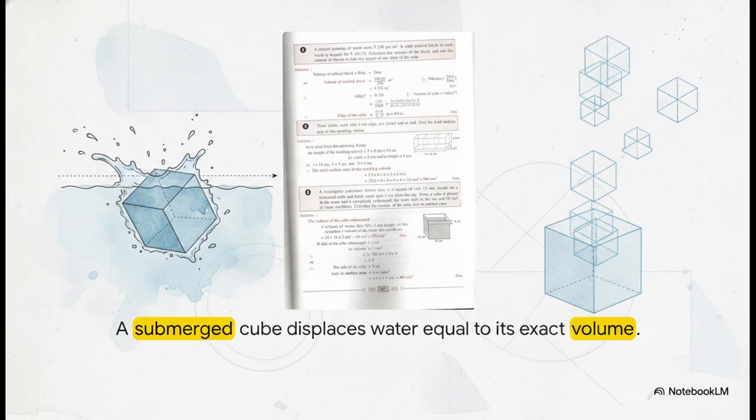Okay. One final practical concept for you regarding water and solids. When a solid object, let's say a cube, is completely submerged into a liquid, it takes up space. The rule here is absolute. The volume of the water that is displaced, meaning the water that's forced to rise and overflow, is exactly equal to the volume of the solid you dropped in. It is a perfect one-to-one geometric trade-off.